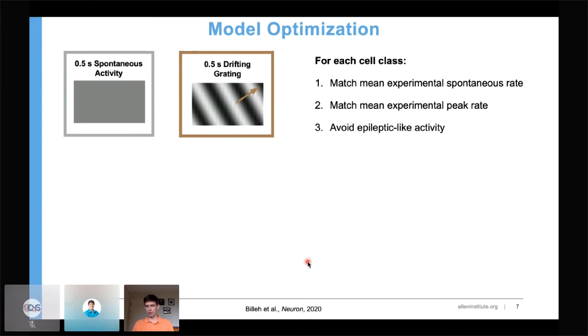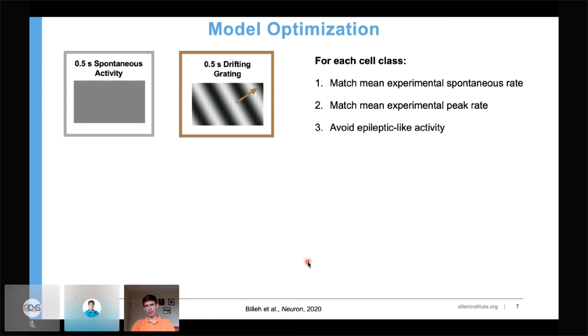It may exhibit epileptic-like bursts of activity when everything is active at the same time, and then all the neurons are silent also at the same time. So it doesn't really do any useful computation. And that's not how cortical circuits operate normally in the brain. So one needs to find this very narrow regime between those two extremes. That means that the model needs to be optimized. So we optimized our models, and frankly, that was the hardest part of the work. It took us almost a year to do this optimization.